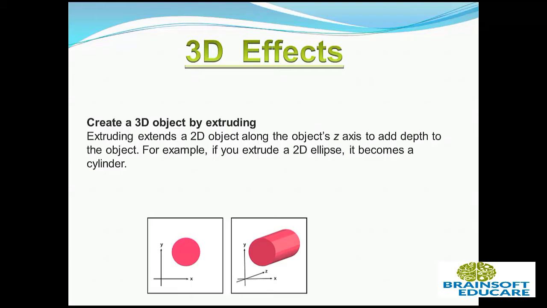For example, if you extrude a 2D ellipse, it becomes a cylinder. We can see in the image.